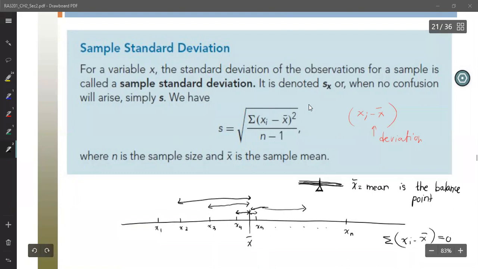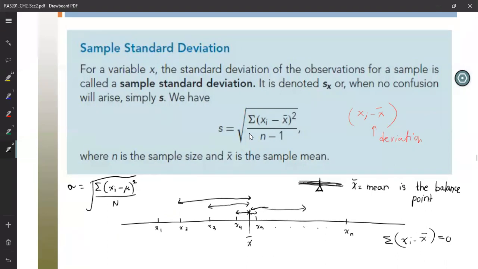And then after you find the sum of the squared deviations, you divide by n minus 1. Why do we divide by n minus 1, not n? Now remember, this is the sample standard deviation. If it is the population standard deviation, we divide by the population size capital N. The population standard deviation is calculated as the square root of the sum of xi minus mu, the population mean, squared, divided by the population size N.